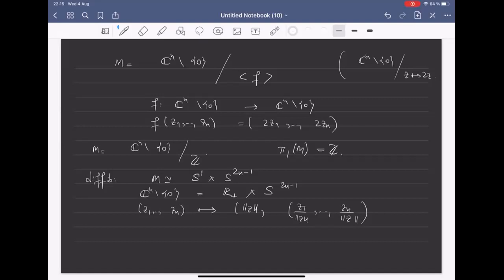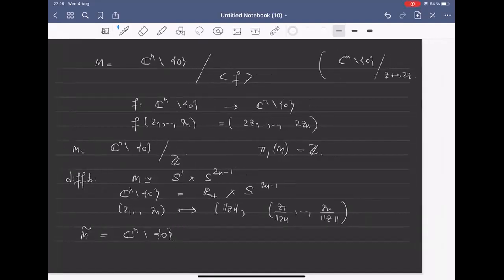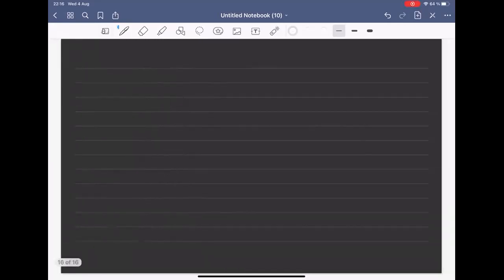Okay, so now we have a manifold that we understand very well. We know that the fundamental group is Z. We know that the universal cover of M is Cn minus 0. So M tilde is Cn minus 0. And we would like to deduce somehow that M is indeed LCK. This would be the easiest example. Well, we will use the previous proposition.